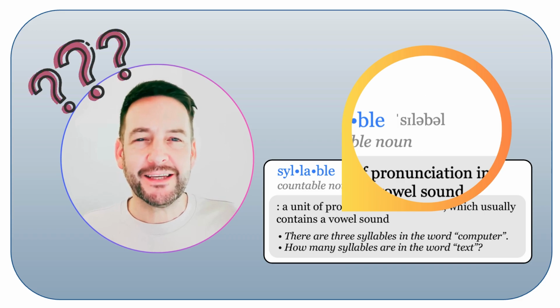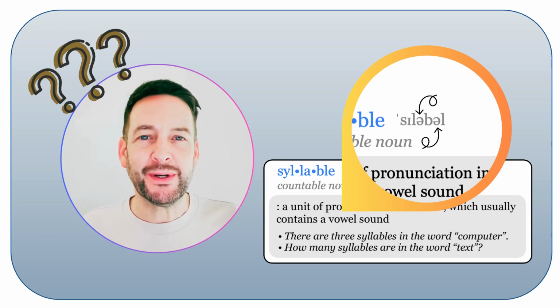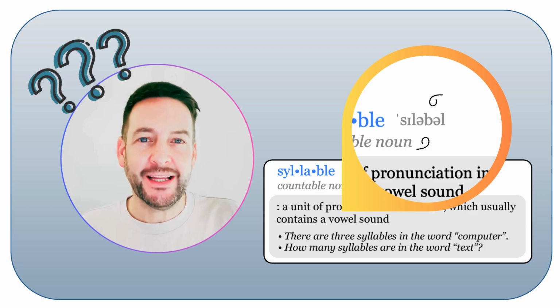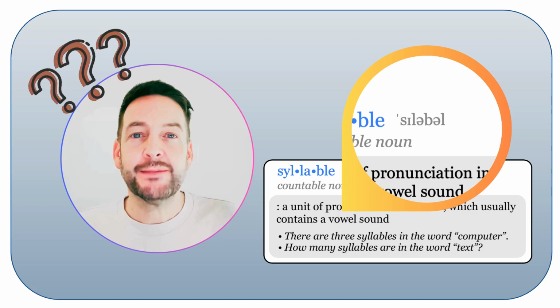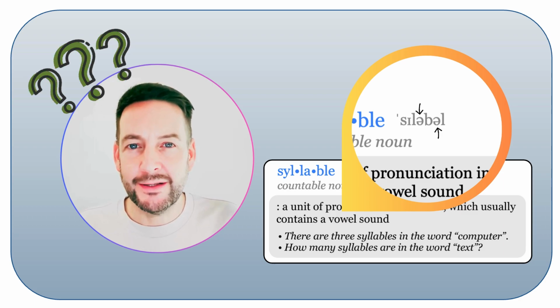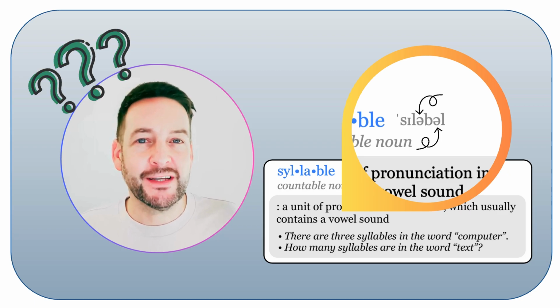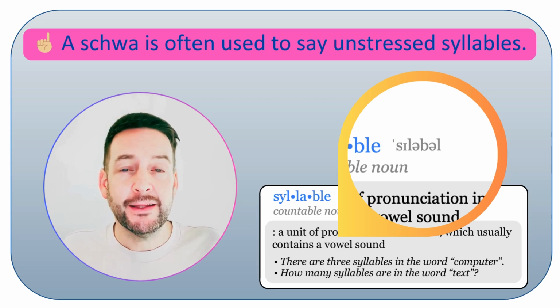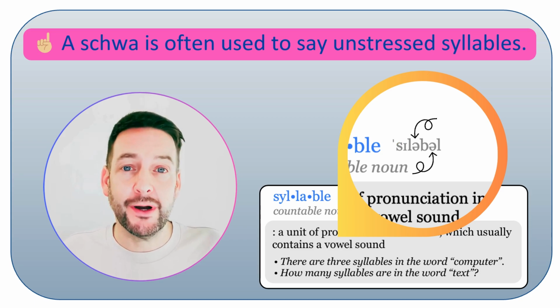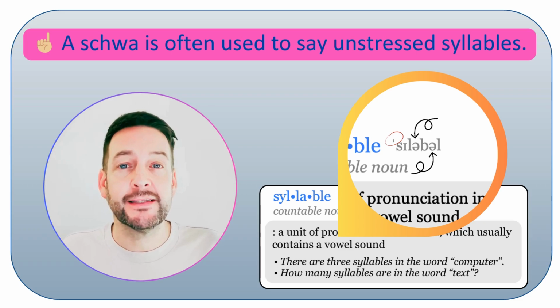Now, you may be asking yourself, why is all of this important? And here is your answer. If you look at the pronunciation of the word "syllable," you will see 2 schwas. And the reason they are there is because we often use schwas to pronounce unstressed syllables or weak syllables. So our first syllable is stressed and is marked in red. This is "si." And then the second and third syllable with schwas are unstressed. It's "syllable."